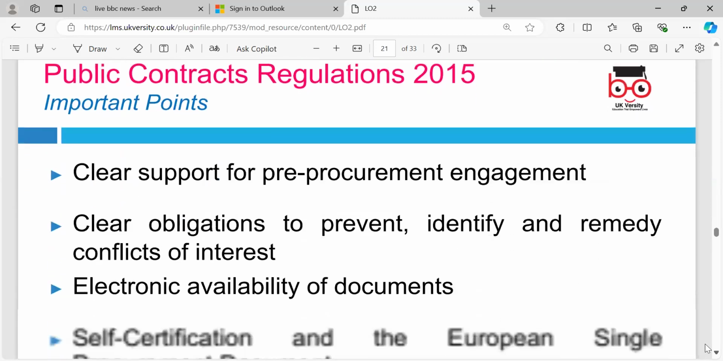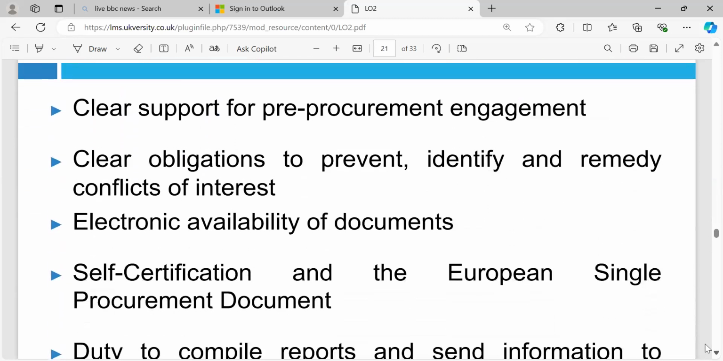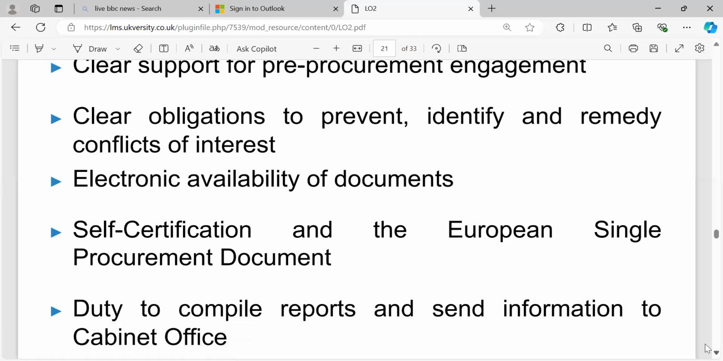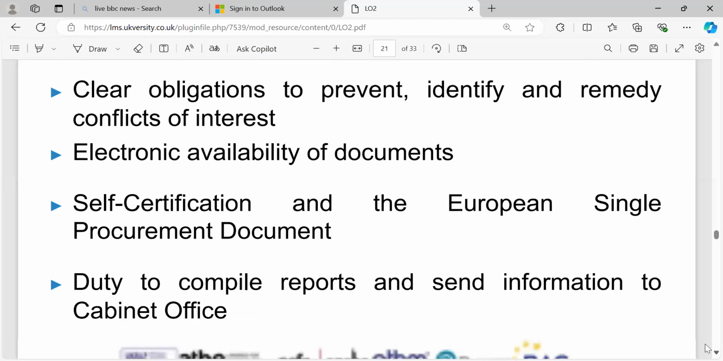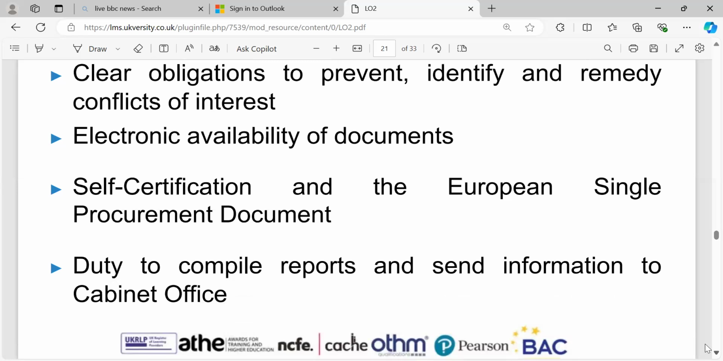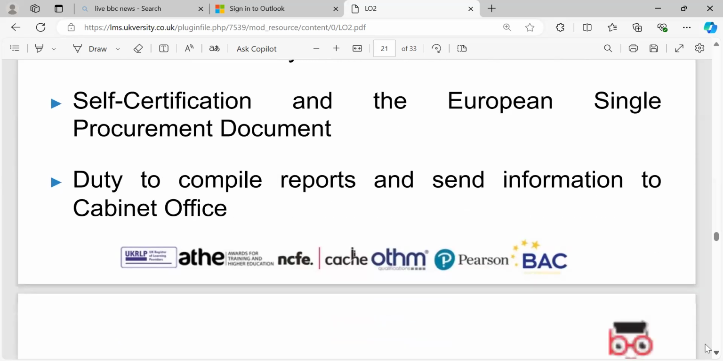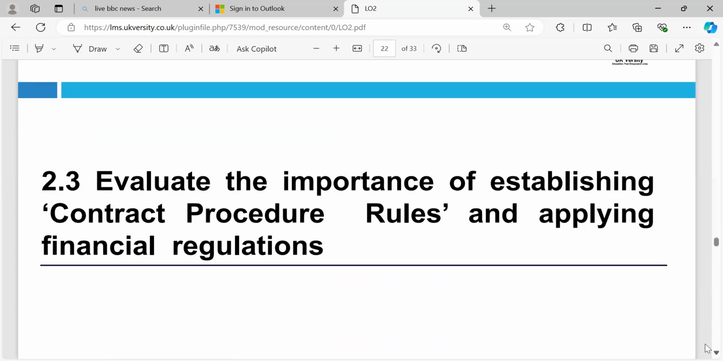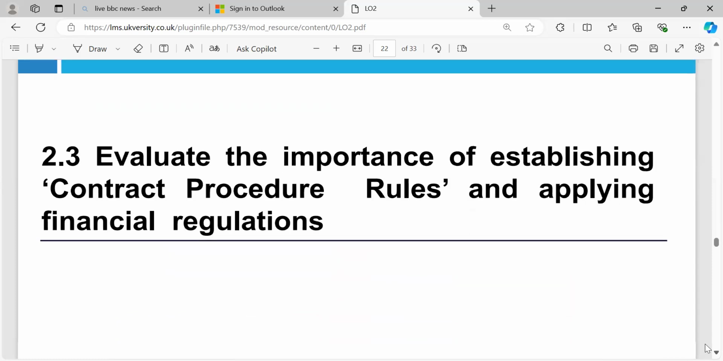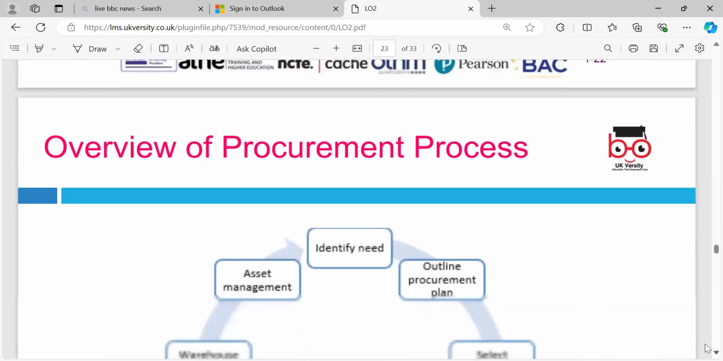The public regulations set a clear scope for pre-market engagement and a clear obligation to prevent, identify and remedy conflicts of interest. As mentioned earlier, there is electronic availability of documents, self-certification, the European Single Procurement Document, and the duty to comply with reports and the Cabinet Office. So next we have 2.3: evaluate the importance of establishing contract procedures and rules and applying the financial regulation. Anybody have any questions, please?